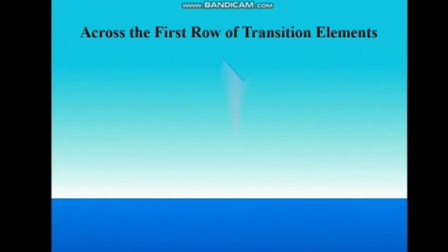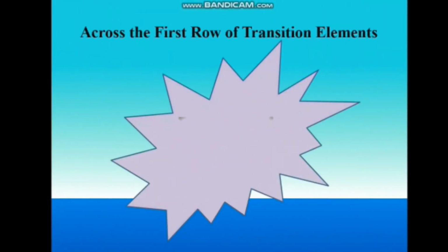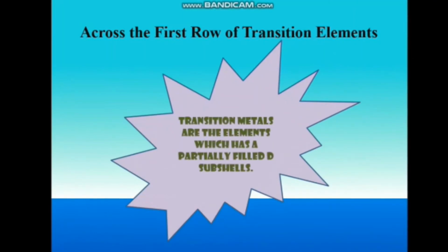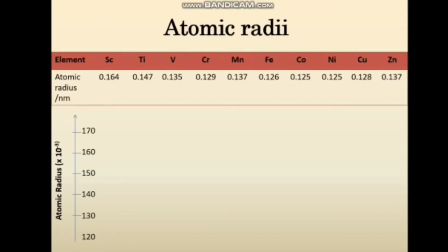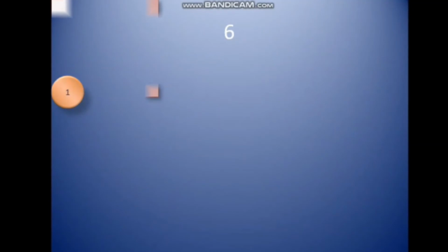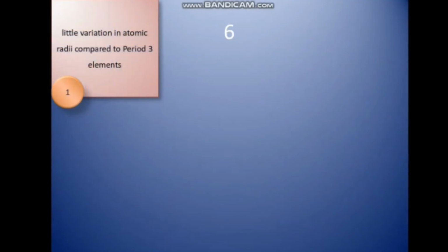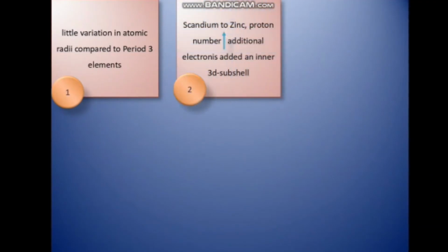So now, what does transition metal mean? Transition metals are the elements which have a partially filled d subshell. The table and graph below show the atomic radius of the d block elements. According to the table and graph I've shown just now, we can see that the d block elements show little variation in atomic radii compared to period 3 elements.